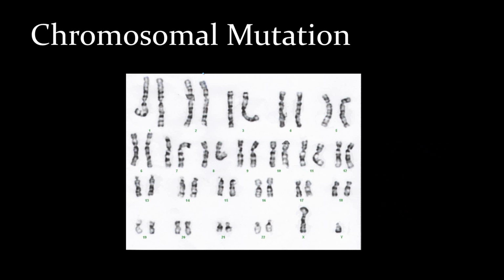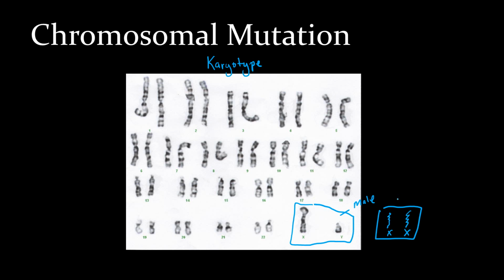Now let's talk about chromosomal mutations. First of all, this picture is called a karyotype. Karyotypes are used to diagnose chromosomal disorders. They're a picture of the chromosomes within one cell. Here are the chromosomes of a normal male. How do I know it's a normal male? It's because there are 23 pairs of chromosomes, 46 in total, and the last pair are the gender chromosomes. It's XY. That's a male. If we had 2 X's, that would be a female.